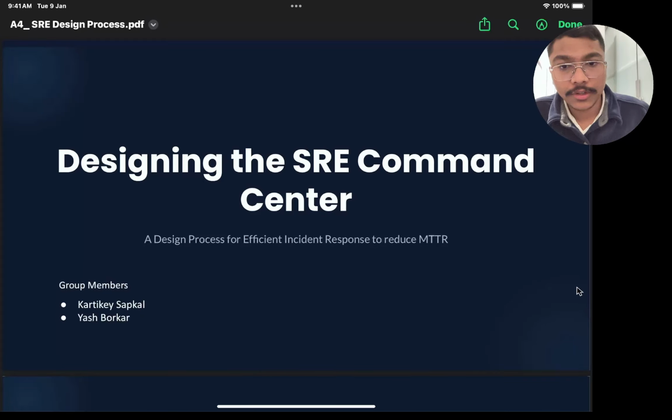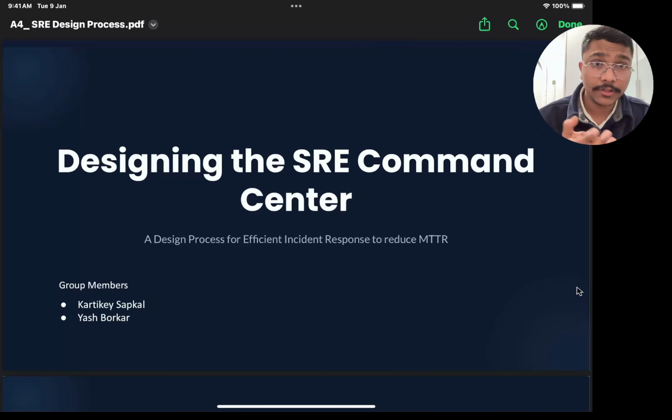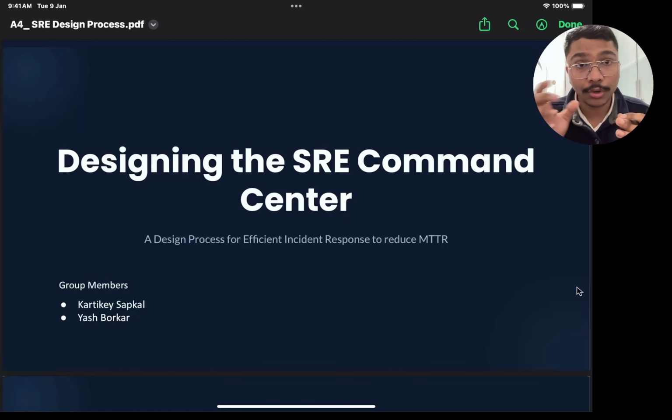Good afternoon all. So today I will be explaining the design of the SRE command center. The whole idea of this project is to create one system which allows SREs, which is site reliability engineers, to monitor their applications. Not only monitor, but also, if any incident appears, to efficiently manage and handle that incident.